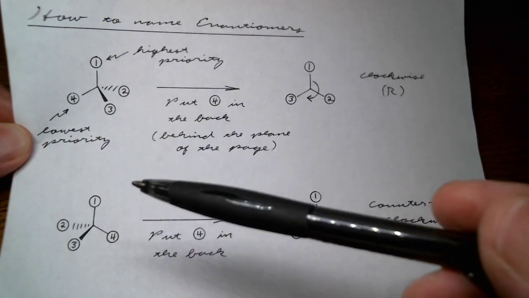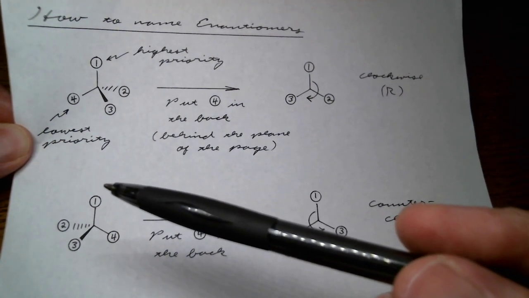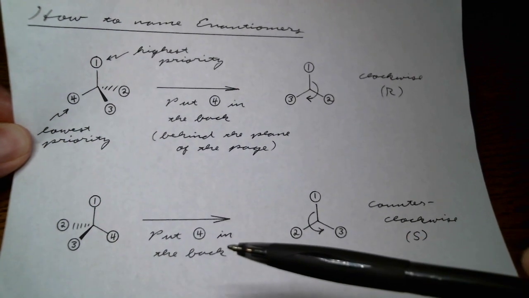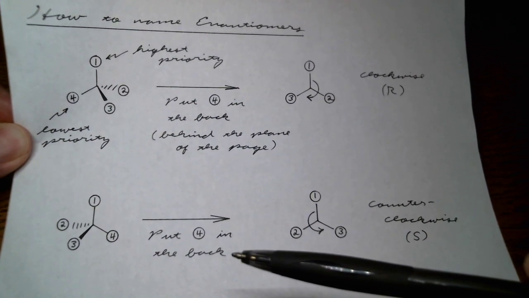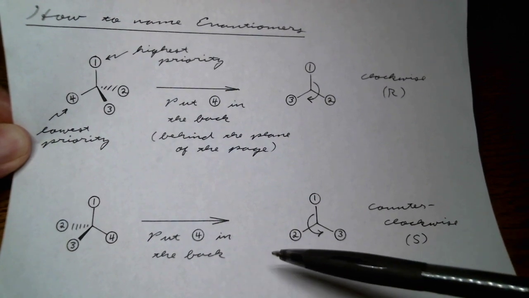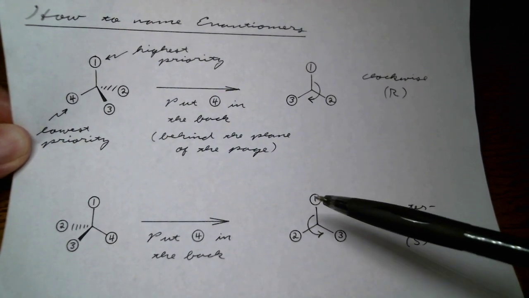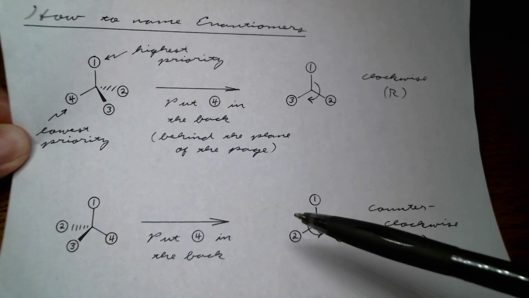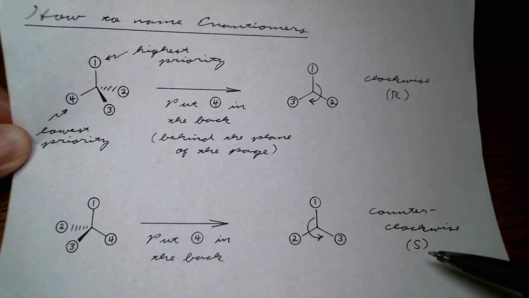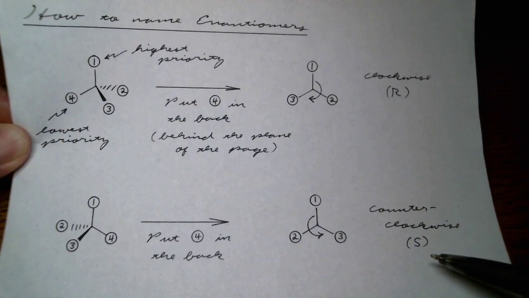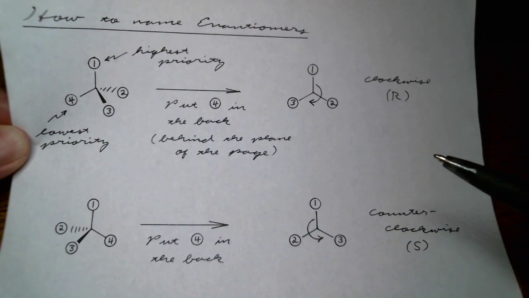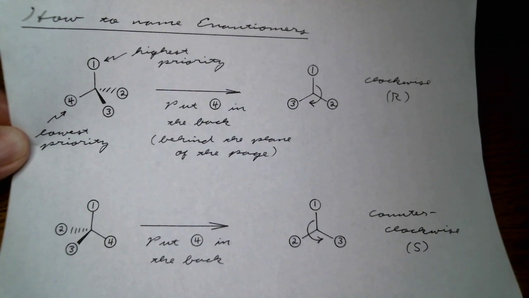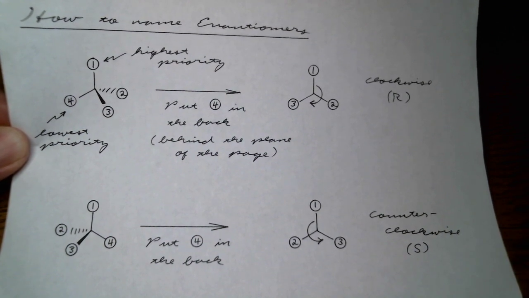Here we've drawn the mirror image of our starting stereocenter molecule that we're using as a demonstration. So 1, 2, 3, and 4 priority groups. Again, we put 4 back through the plane of the page, and then we connect 1 to 2 to 3, and now we see that we are going counterclockwise. That will be an S designated stereocenter. So now we know how to assign stereocenters for molecules that may be chiral.